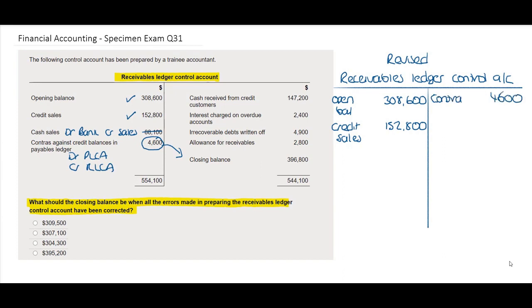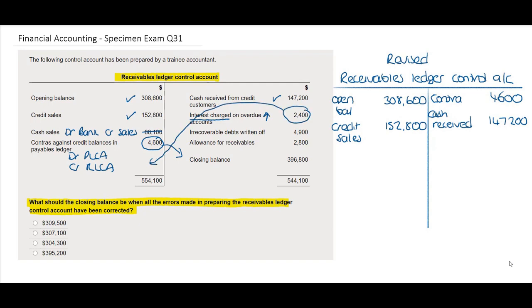Over on the credit side, I can see we've got cash received from credit customers. This is a correct balance. There would be a credit to my receivables ledger control account and a debit to bank. The next item is interest charged on overdue accounts. This is interest that's charged to the customers, and so it would be an additional amount received from our credit customers. Therefore, it should actually increase our receivables ledger control account, and this amount should be included over on the debit side.